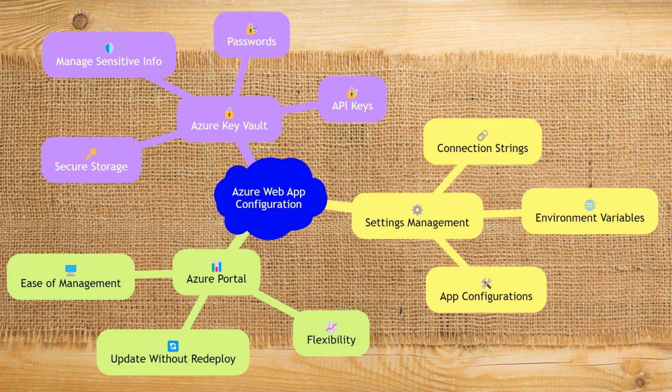Once your code is deployed, you may need to configure various application settings. Azure Web Apps allows you to manage settings such as connection strings, environment variables, and app configurations through the Azure portal. These settings can be updated without redeploying your code, providing flexibility and ease of management. Additionally, you can use Azure Key Vault to securely store and manage sensitive information, such as API keys and passwords.